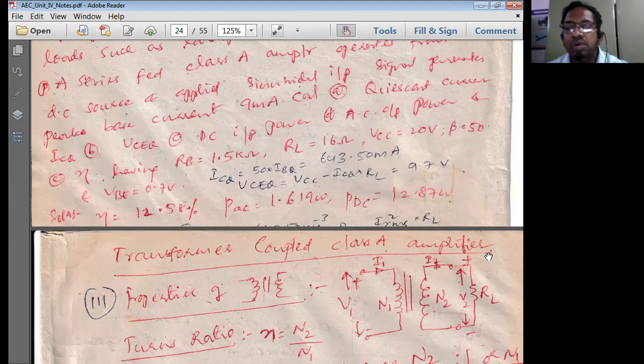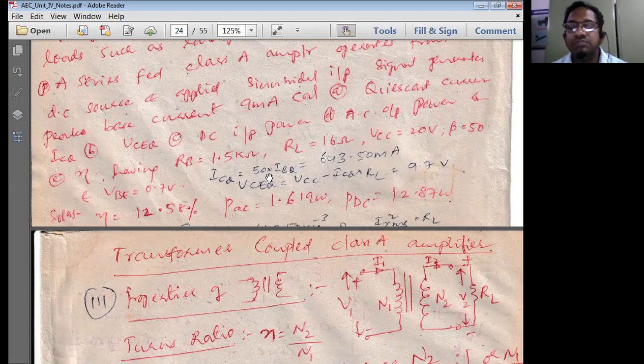IRMS is equal to Im by root 2. Whole square is nothing but Im square by 2. Now in this formula, you're going to get Im. What is Im? Im is the single peak collector current. That is not given directly in our problem. What is given? Single peak base current has been given as 9 milliamperes.